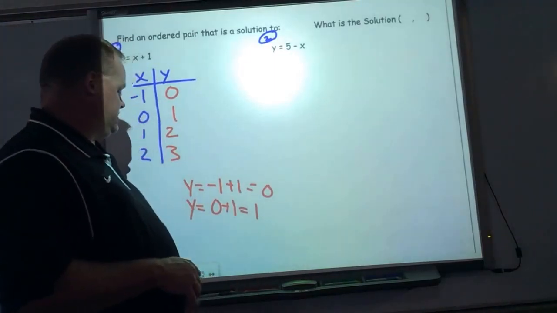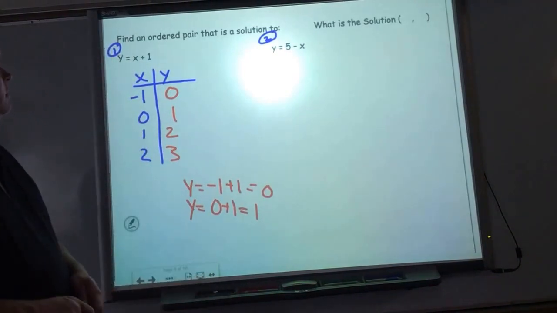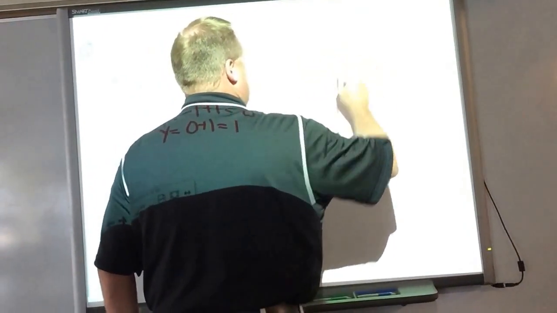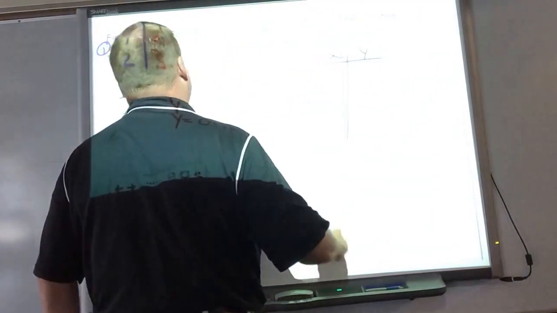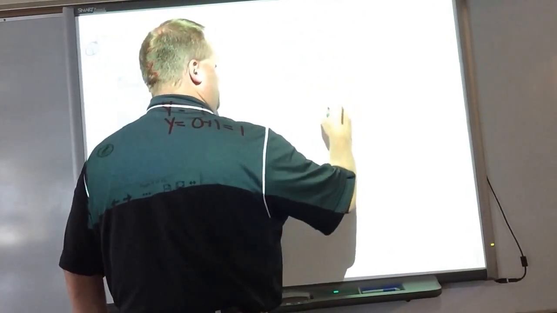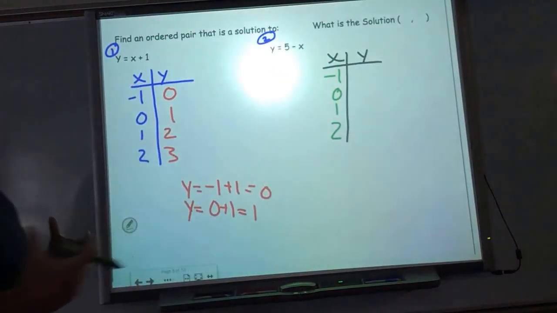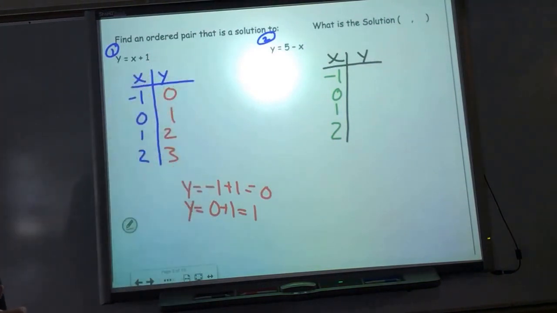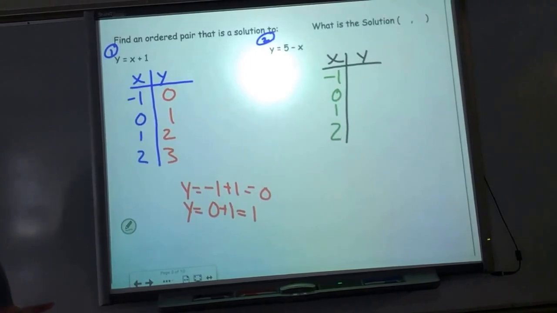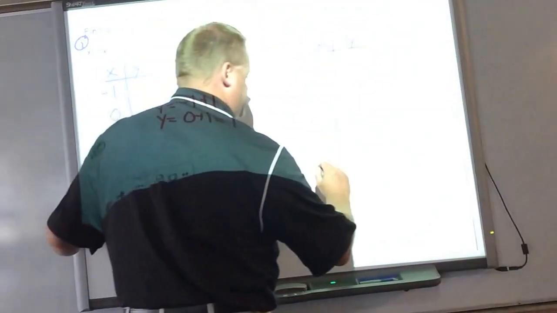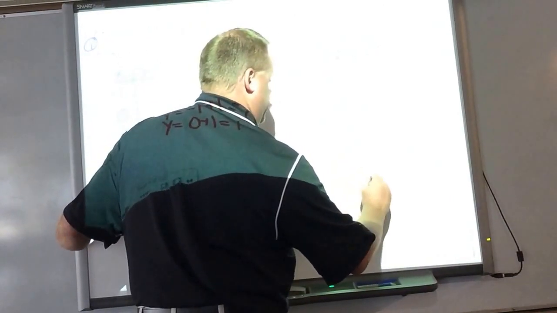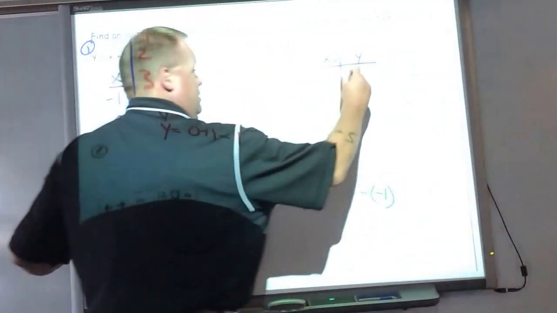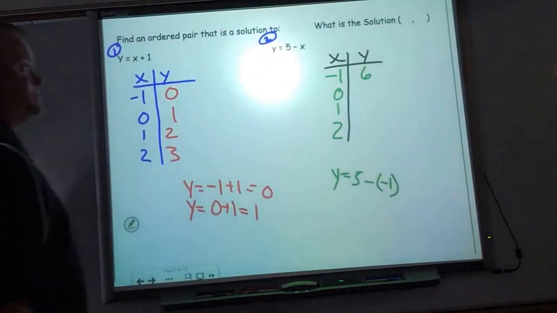Well, I need to turn around and do the same thing for this one. So I'm going to go ahead and set up a little x, y table. Let's choose the same numbers, and let's see if we come up with a solution that's going to be in this table and in this table. So the first one, I have y equals 5 minus x. So this becomes y equals 5 minus -1. Well, 5 minus a -1 is 6. So I know that when x is -1, y is 6.